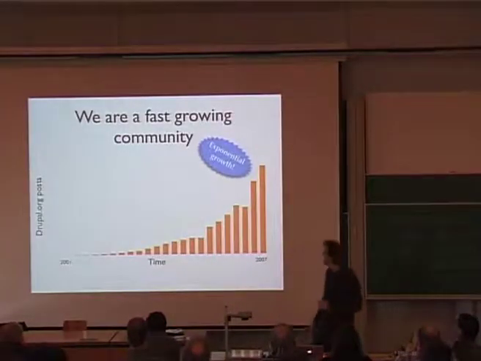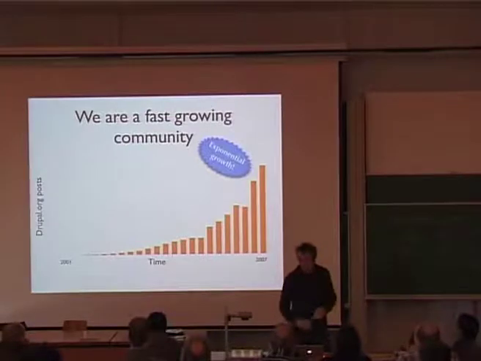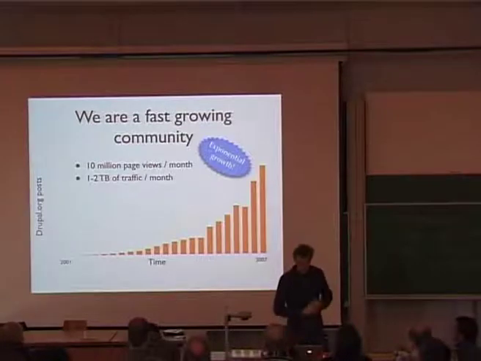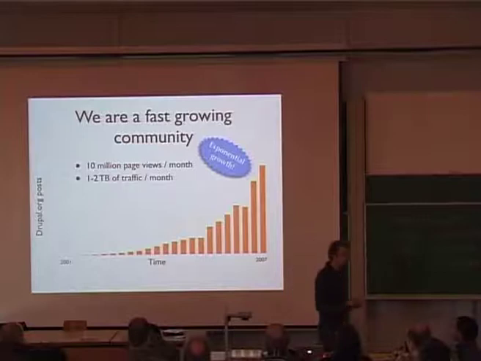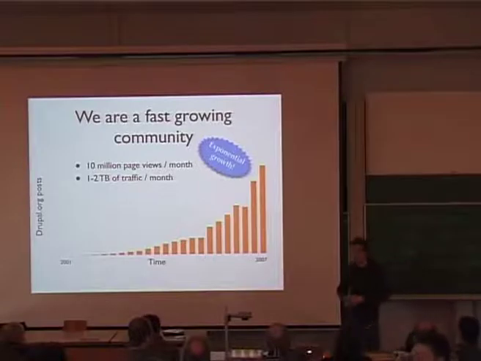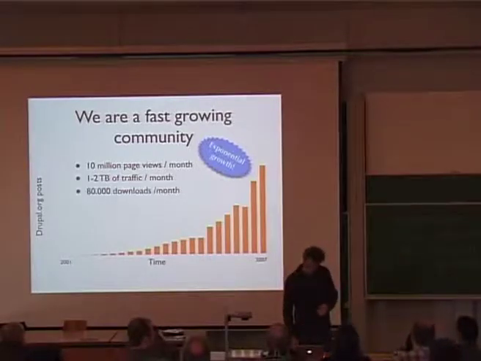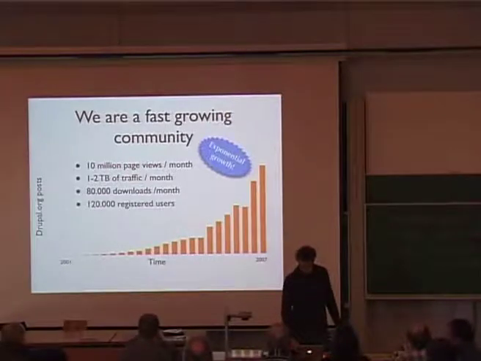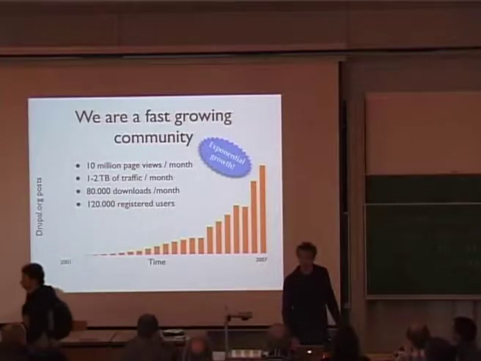We're also a fast-growing community. If you look at the number of posts on the website, you see that it's been growing exponentially. We started in 2001. Our main website now does more than 10 million page views a month. It adds up to about 1 or 2 terabytes of traffic, and if you know our website, you know that it's very boring. There's almost no graphics, it's almost plain text. So it's really a lot. The Drupal core, which is the main distribution of Drupal, is downloaded about 80,000 times a month. And on the website, we have 120,000 registered users.